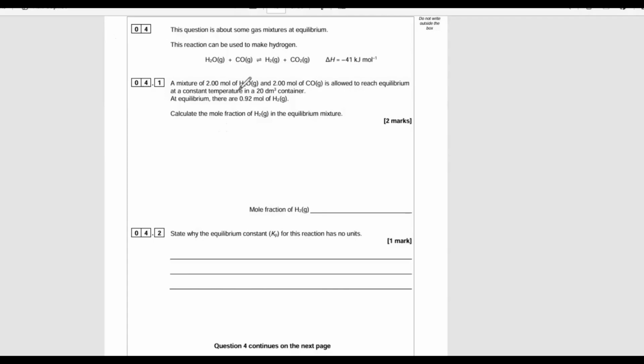It's equilibrium, and we've been given the initial moles of the reactants. So what we're going to need to do is the old ICE table. What does ICE stand for? Initial, change, equilibrium. So this is my H2O, carbon monoxide, hydrogen, and carbon dioxide. There's nothing really needed over here.